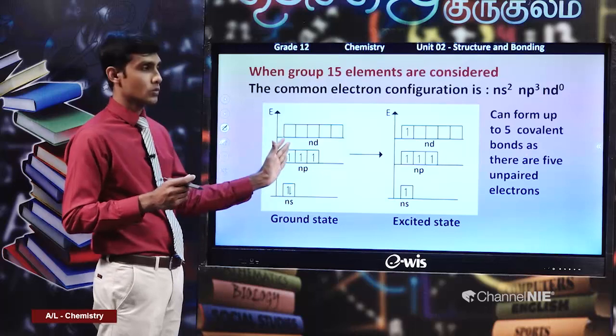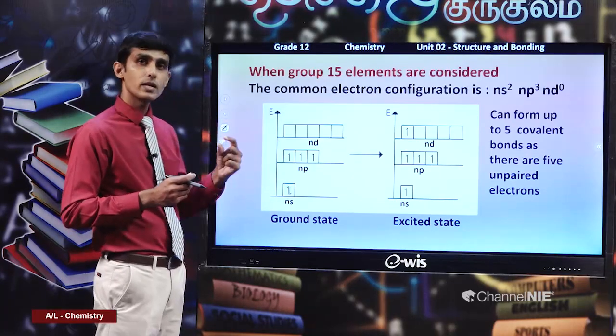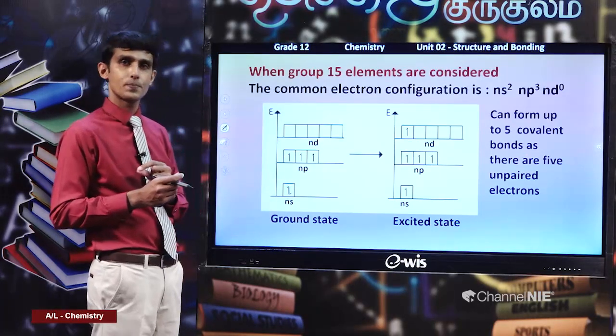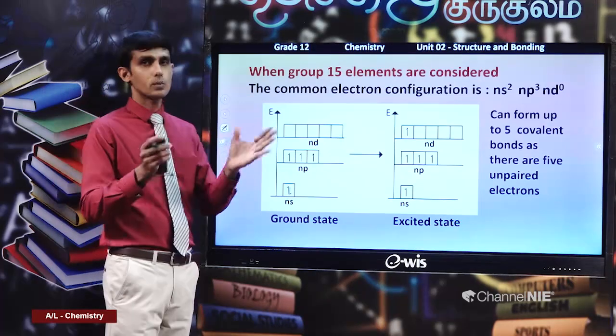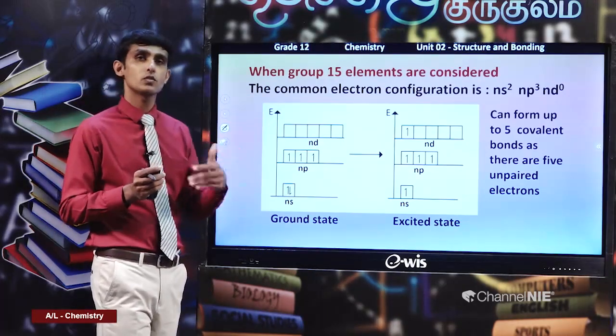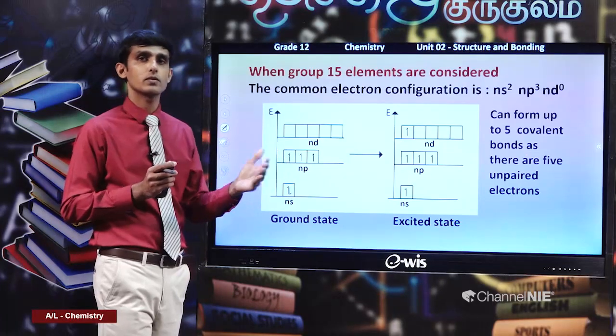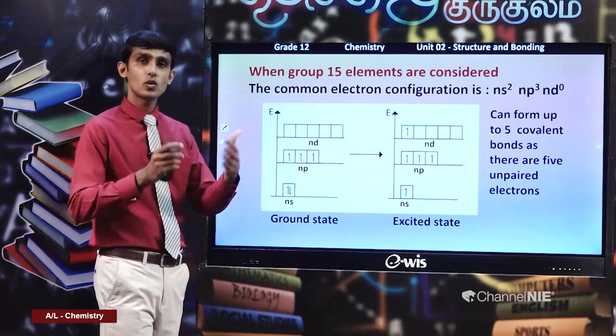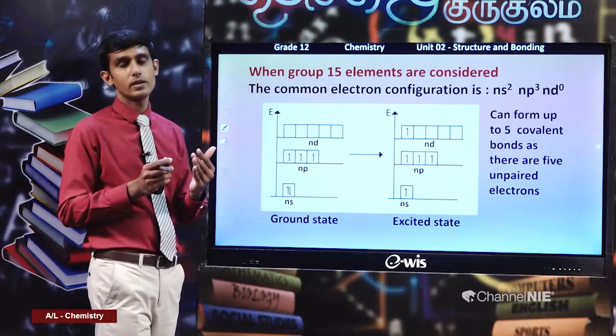So 4 bonds could be formed, and we know that for elements like phosphorus and nitrogen, the maximum number of covalent bonds formed is 4. That is true. Ammonia has 3, for example, and in the NH4+ ion, 4 bonds are there. One is a dative covalent bond.